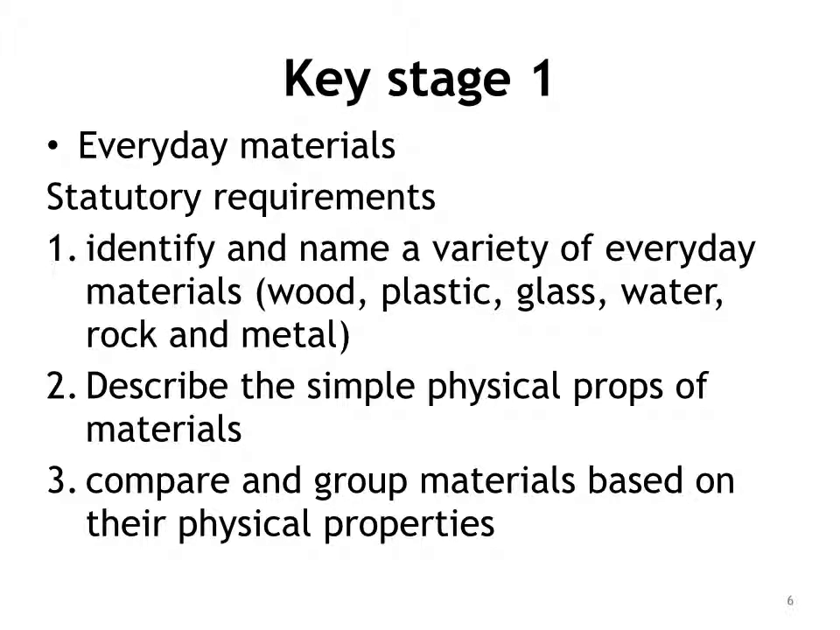Now let us move on to what pupils need to know at Key Stage 1. The statutory requirement for Theme 1, the first theme on everyday materials, is that pupils should be able to identify and name a variety of everyday materials. These are limited to wood, plastic, glass, water, rock, and metal. Nothing so complicated. Secondly is to describe the simple physical properties of materials, and thirdly to compare and group materials based on their physical properties.